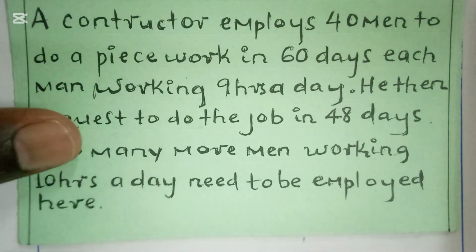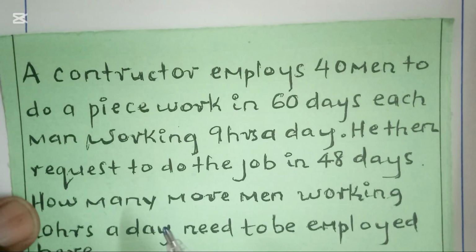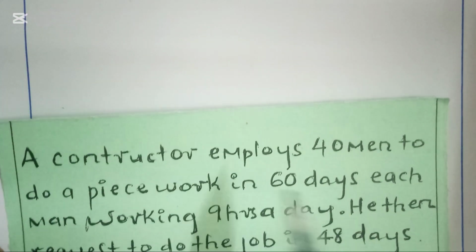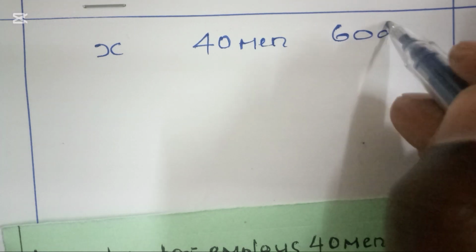So, guys, here we have a question. I'm going to write the details down. The first is that I will write 40 men. First of all, guys, let's say that the work that requires to be done is X. I write X there. That is the work that is required to be done. And we are saying that that work can be done by 40 men, and these men will do that work in 60 days.